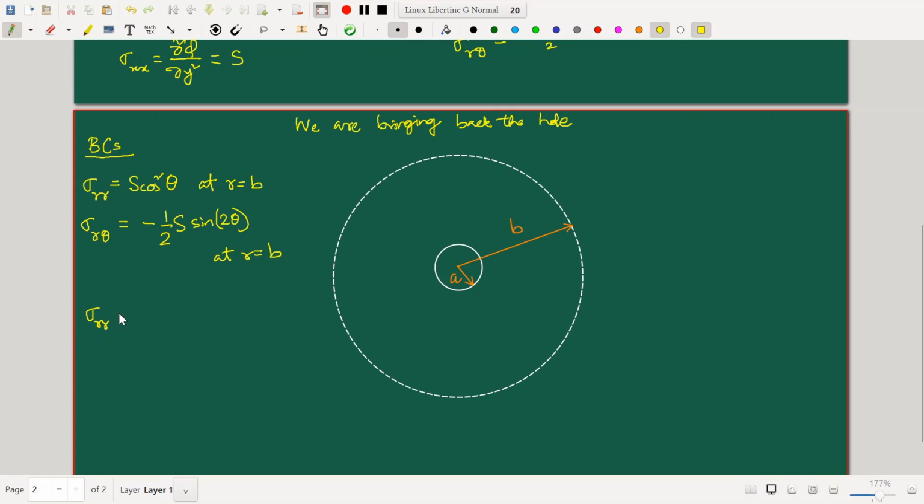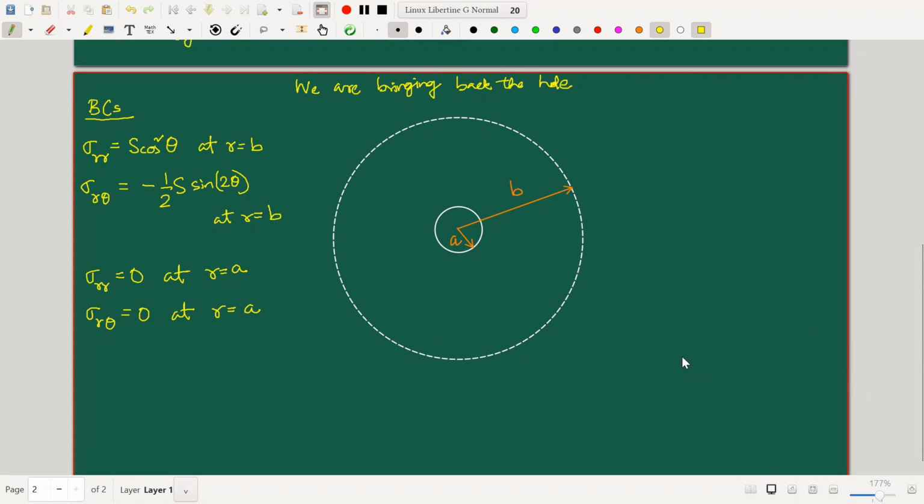So sigma RR is equal to 0 at r equal to a. On this inner periphery around this hole, please note that that is completely a traction free hole. So sigma RR equal to 0 at r equal to a. Furthermore, sigma R theta is equal to 0 at r equal to a. So our original problem will be said to have been solved if we can solve the elasticity problem corresponding to these boundary conditions, but only when we say that this b is much larger than a.